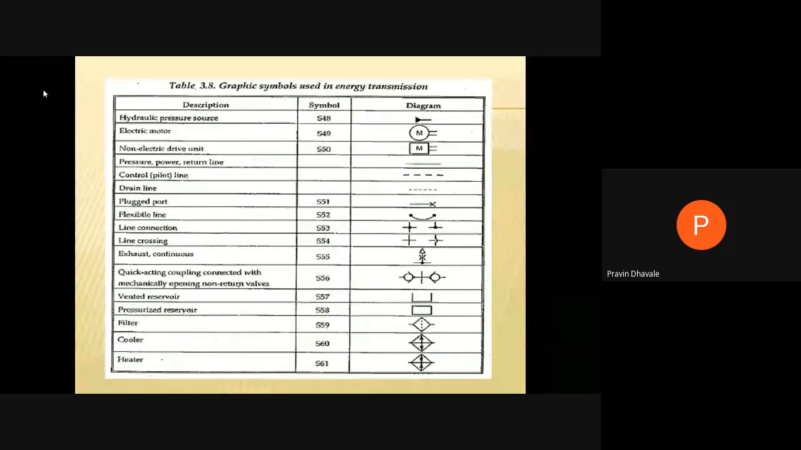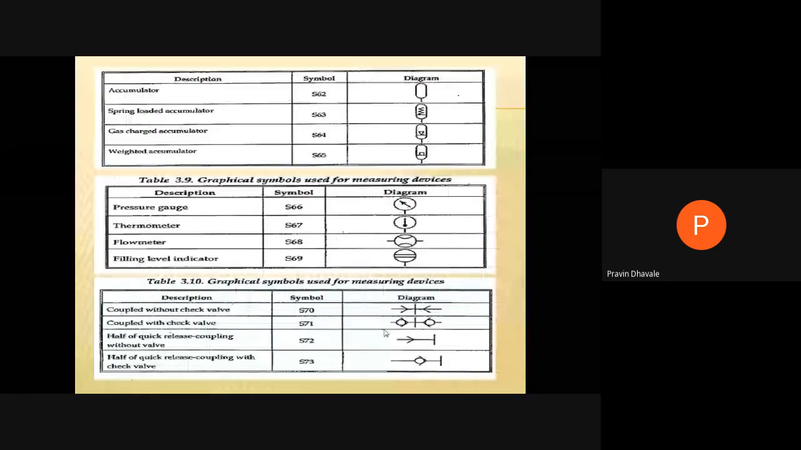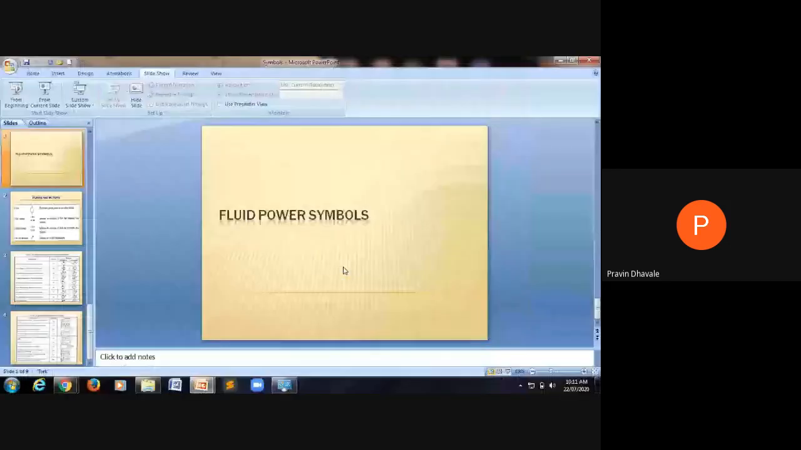These are some graphical symbols used for energy transmission. Then how accumulators are represented symbolically, and how the pressure gauge and measuring devices are shown symbolically, is shown in this diagram. So in the last lecture, we covered all these symbols.